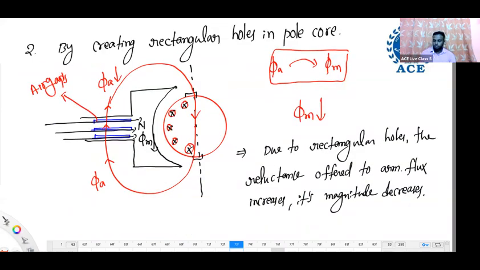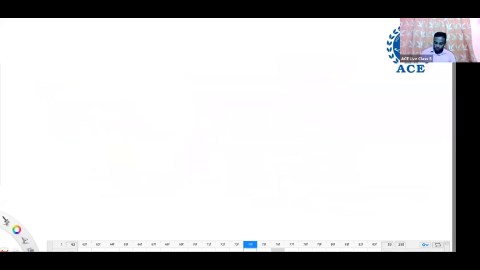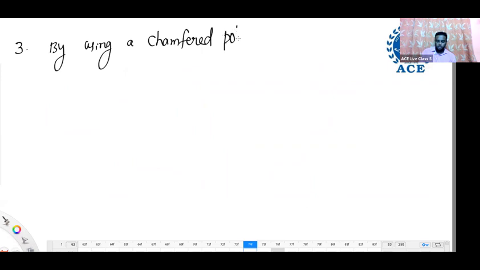Next, the third one. Third method. Third one, right: by using a chamfered pole. By using a chamfered pole. What is a chamfered pole? See here.